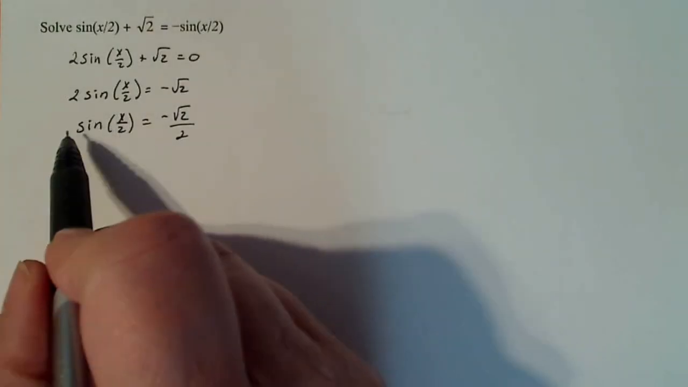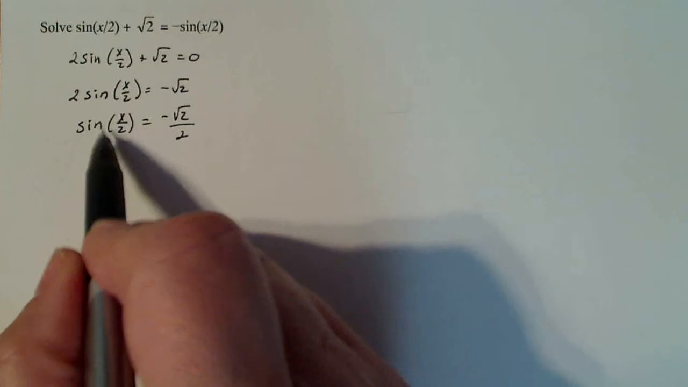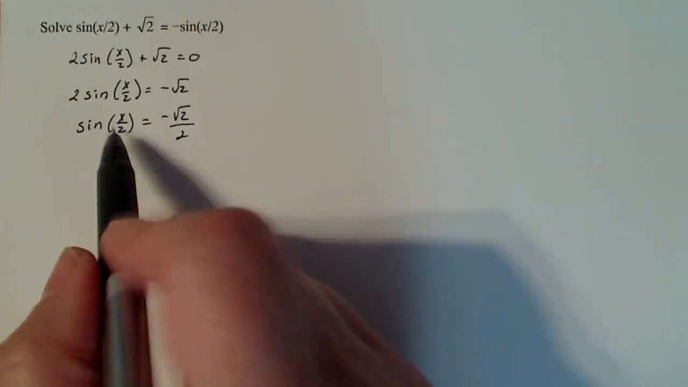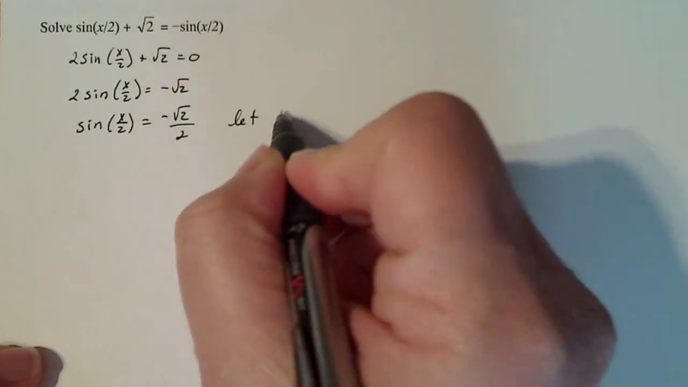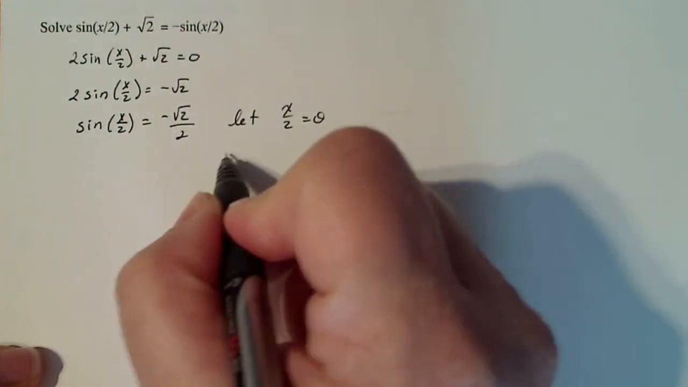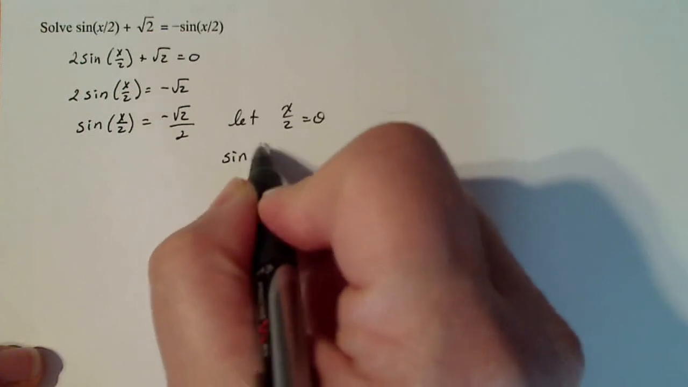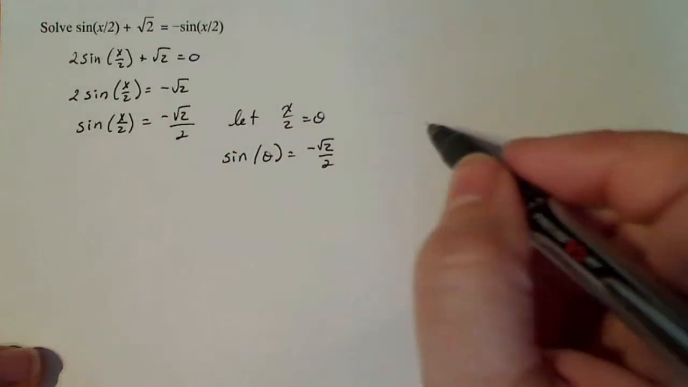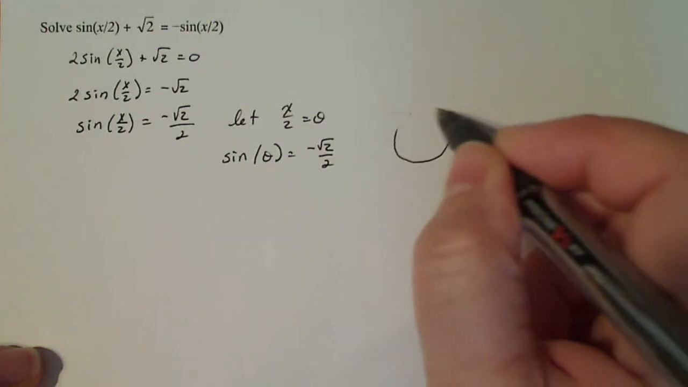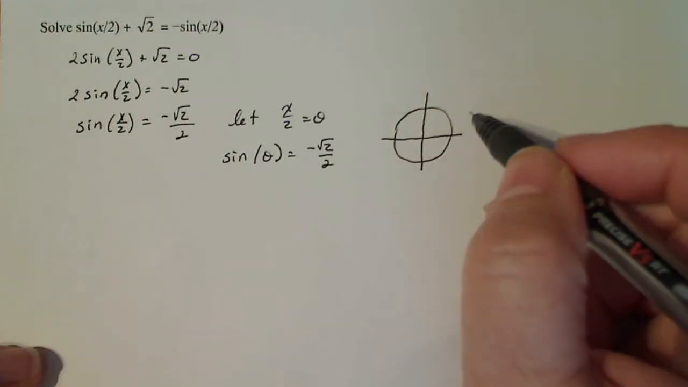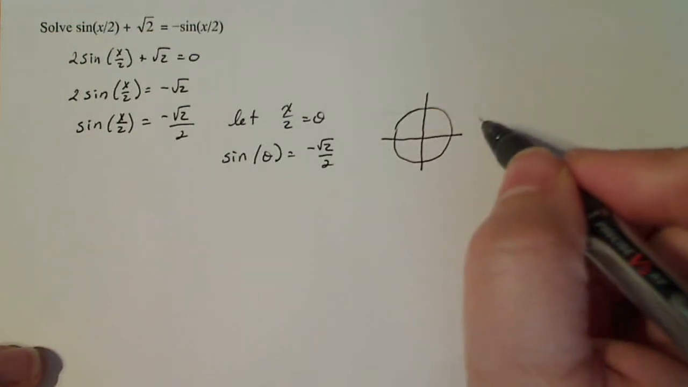So moving forward, when I look at this, I know the period of this function here on the left is not the normal 2 pi. What I'm going to do is let x over 2 equal theta and then work from there and come back to this later. So I know sine of theta equals minus square root of 2 over 2. And I think about, okay, on the unit circle, what angles does sine of that angle equal minus square root of 2 over 2?